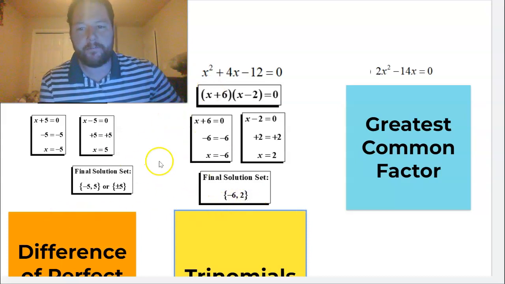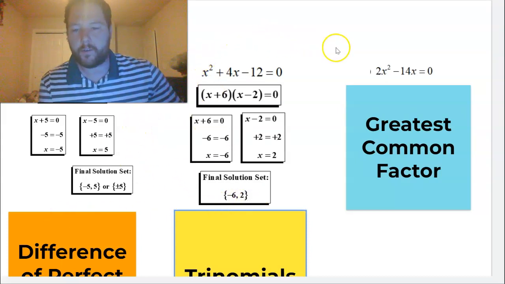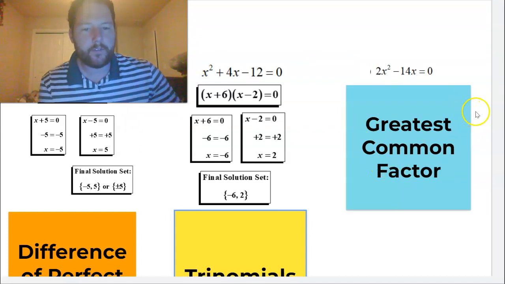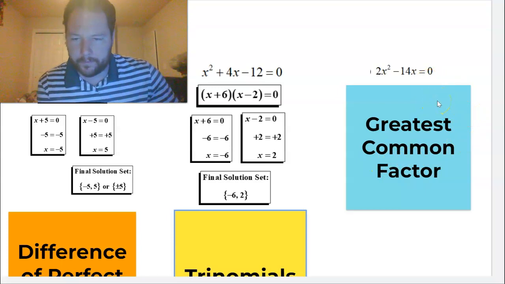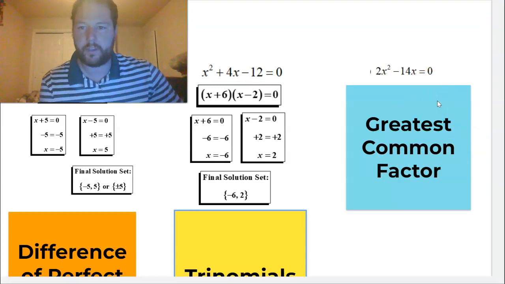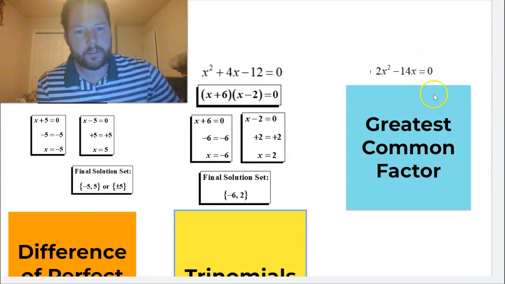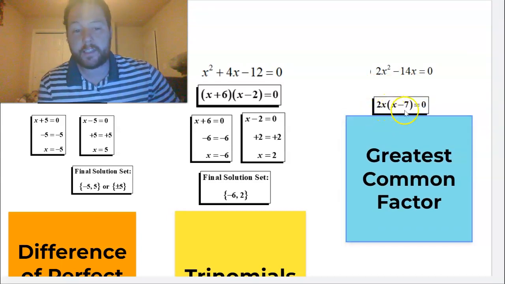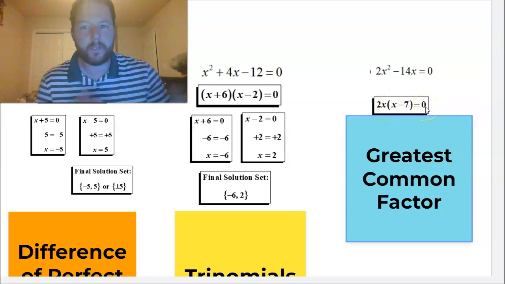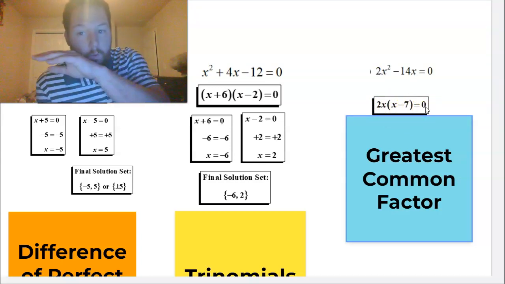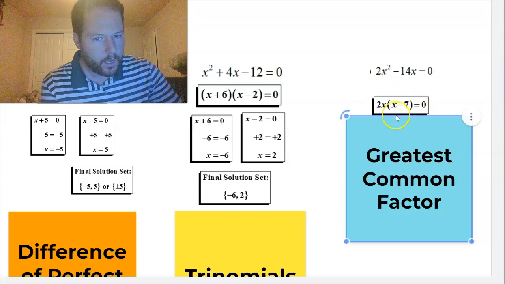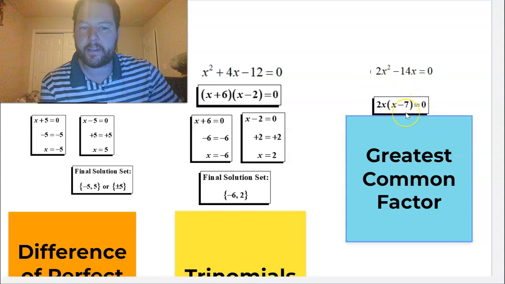The last form of solving quadratics by factoring is going to come up with greatest common factor. So greatest common factor is another form of factoring. This one can be a little bit tricky for students because after the first step, many students are going to be able to factor this to get to 2x times x minus 7. They set everything equal to 0 because we're looking for where that quadratic crosses over the x-axis, where y equals 0, right? Most students won't struggle with the x minus 7.